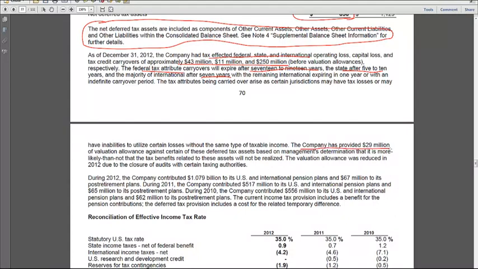Then they talk about the $29 million of valuation allowance that we saw. Oh, and here's the explanation for why it went down. It was due to the closure of audits with certain taxing authorities. So I think what that means is they had some tax benefits that they thought they might not get because they thought they would be disallowed in an audit.